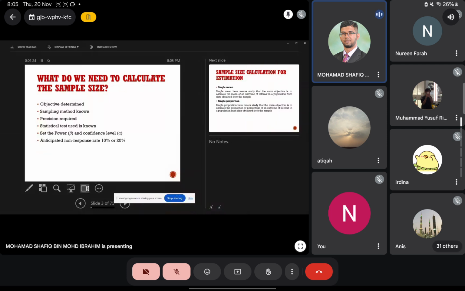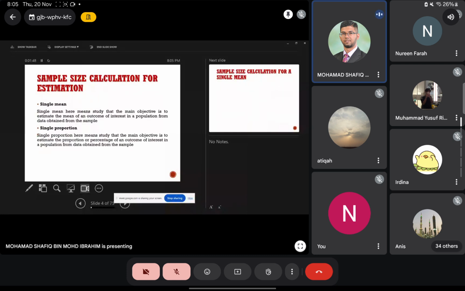All right, and as well you need to set the power. Usually 80%, the power 0.8, and with the confidence level 95%, alpha equal to 0.05. And as well for the survey, you may anticipate a non-response rate, 10% to 20%. Okay.